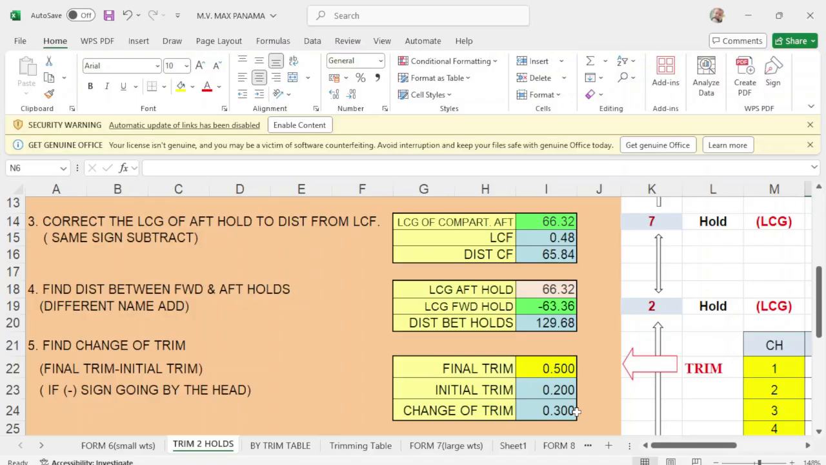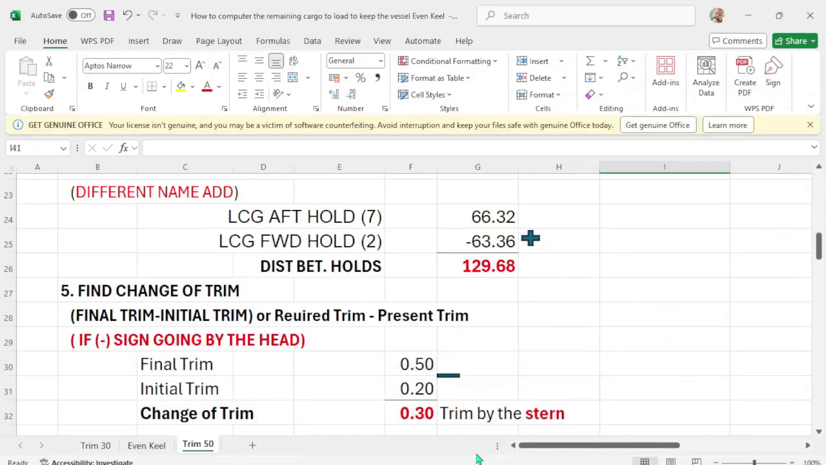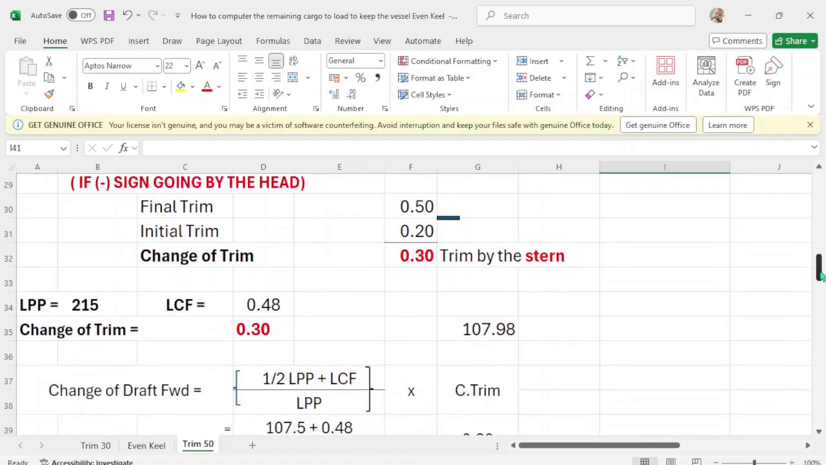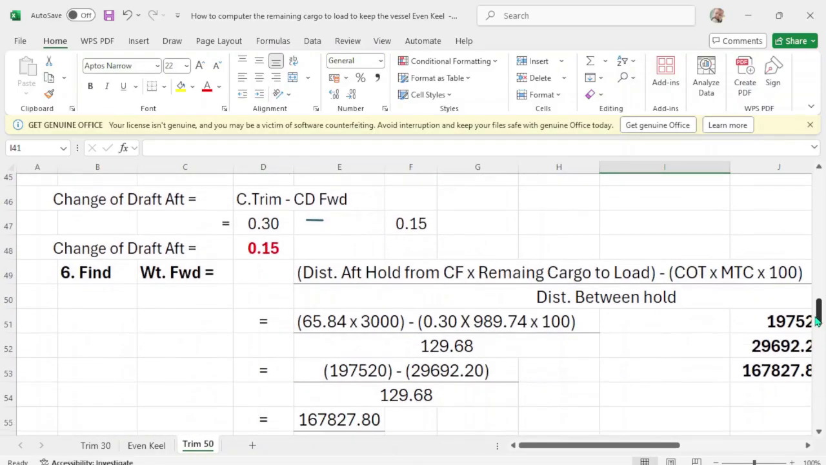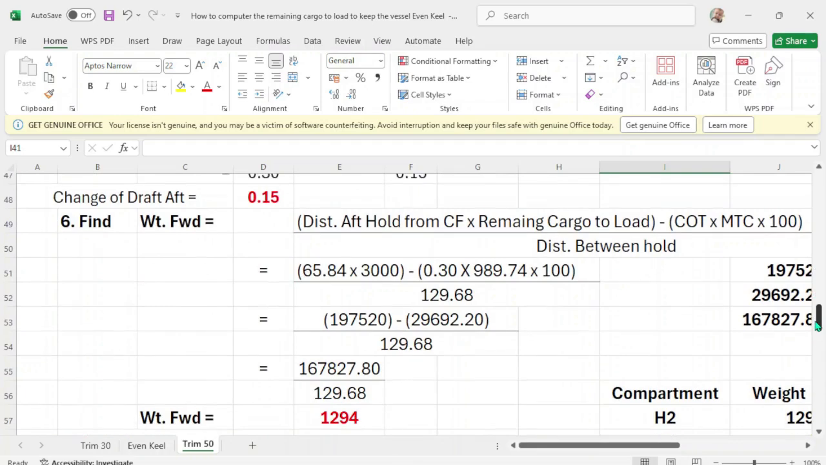You are trimmed by the stern. It is positive, then you are trimmed by the stern on the back part. So that will be number 5. Number 5, 30 centimeters trimmed by the stern, because this is positive. If negative sign, by the head, but you are positive sign here, that's why you are trimmed by the stern. So we go to number 6. Number 6, okay. We go to number 6 now.